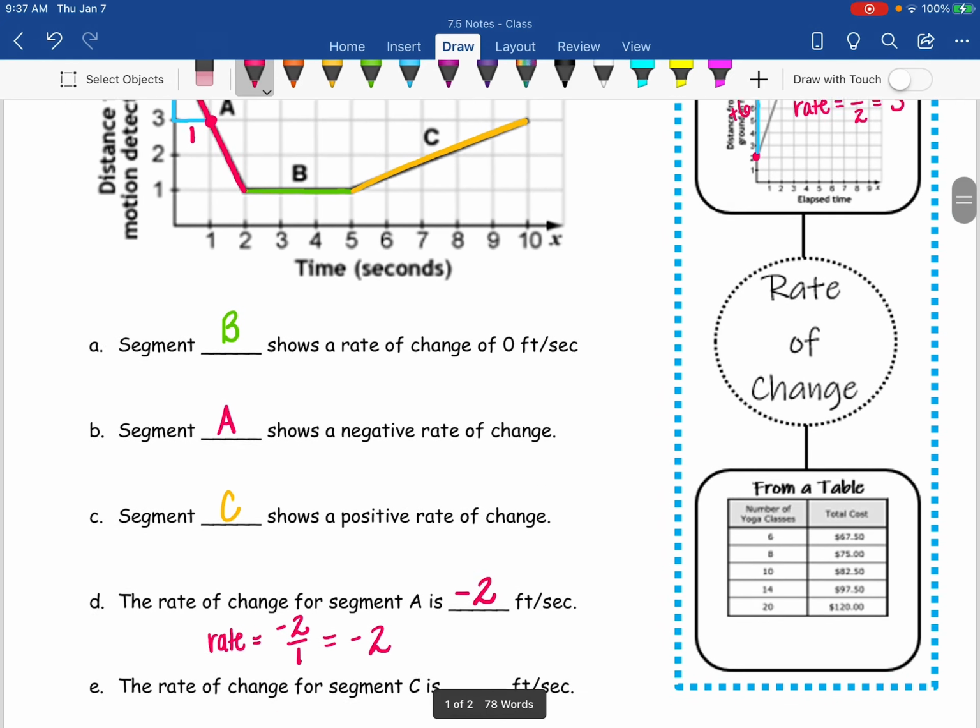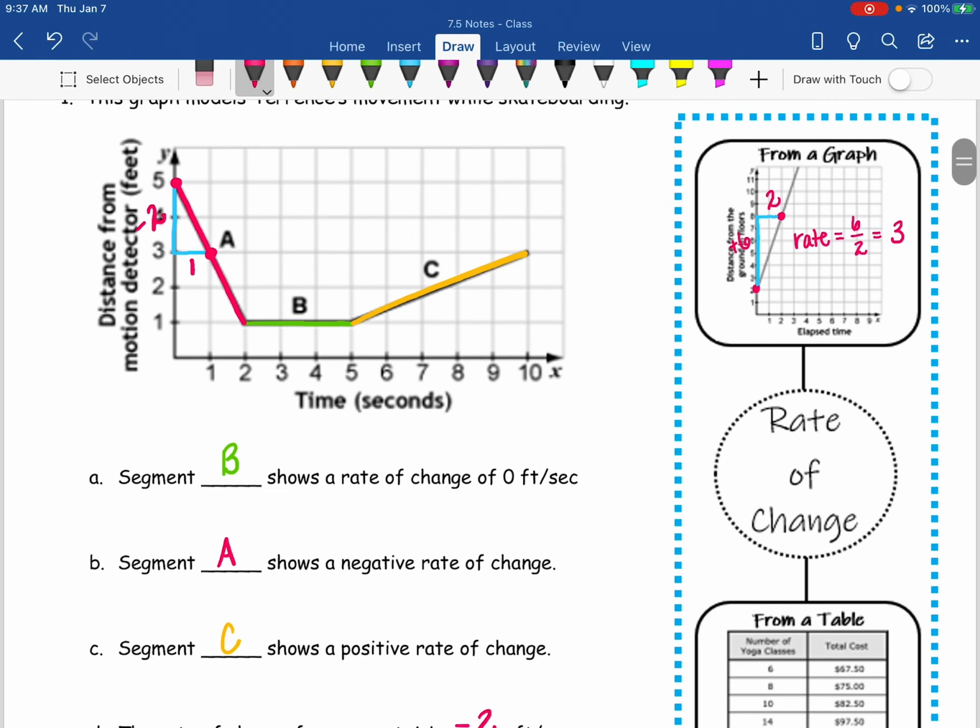Okay, we're going to go back up here. We're asked to find the rate of change for segment C now. So I'm going to look at this and see where I have points that are on an intersection. So the first one, and see now this one is close, but we want to be precise. So I'm not going to pick that one because it's not exactly on a grid intersection. I'm going to choose the last one because it's clear to me that that's at 10.3.